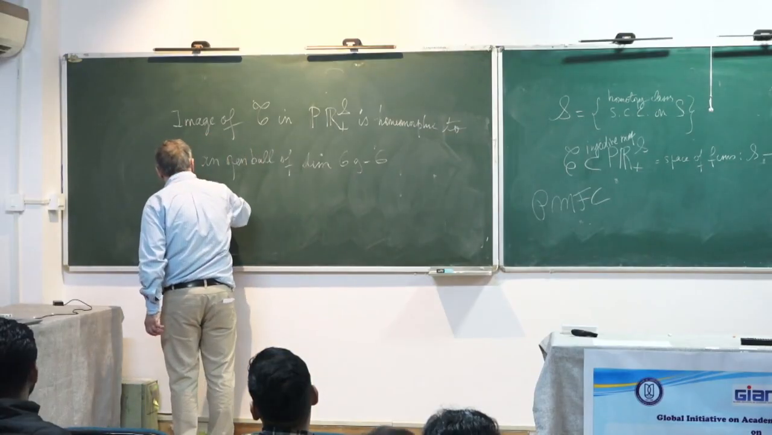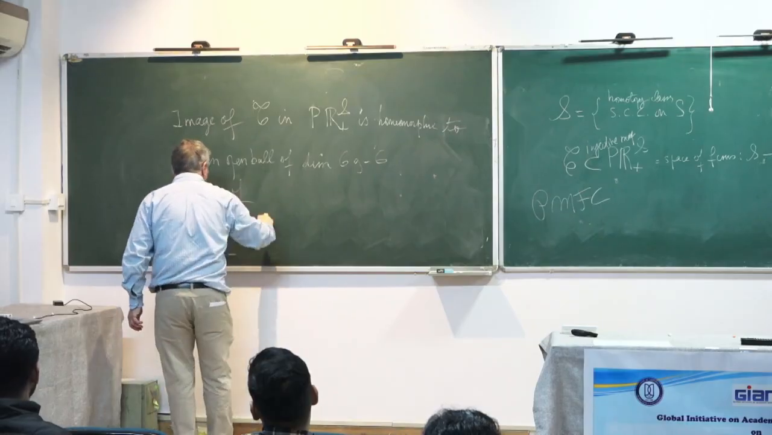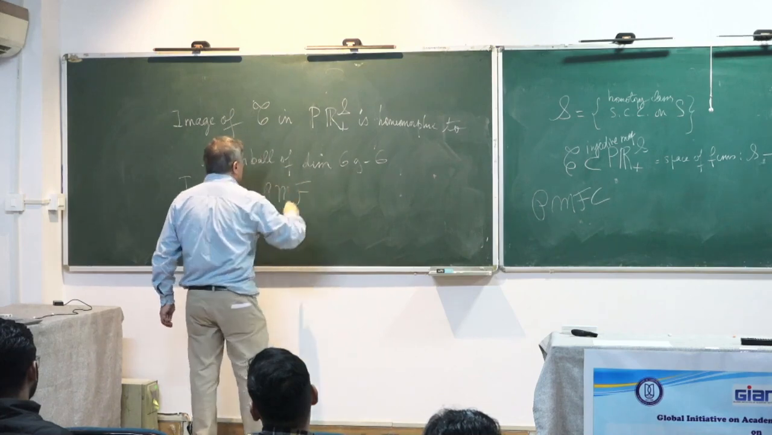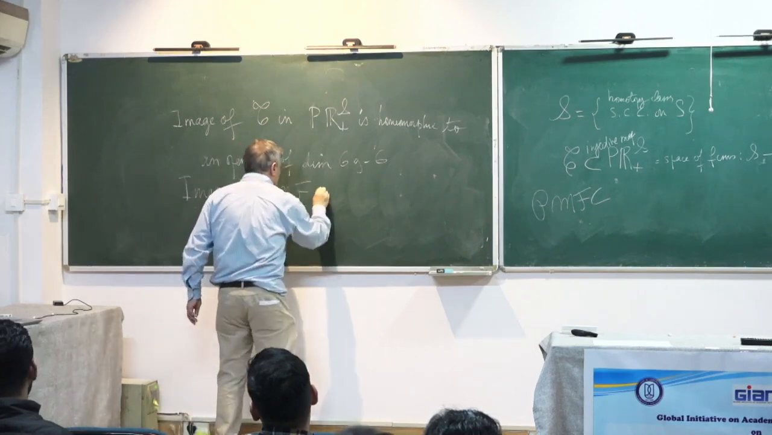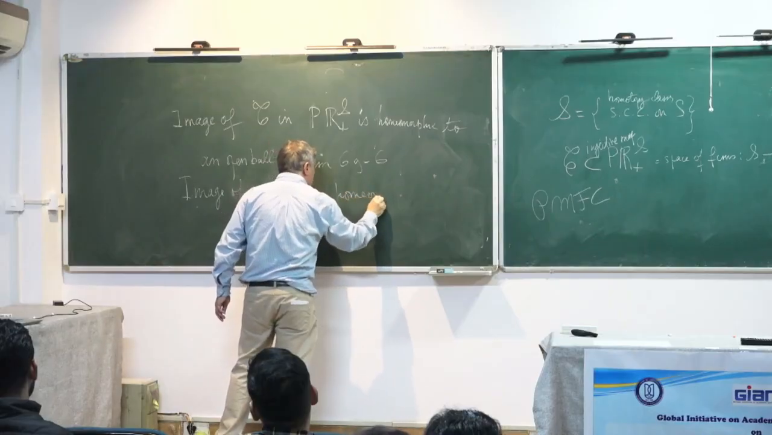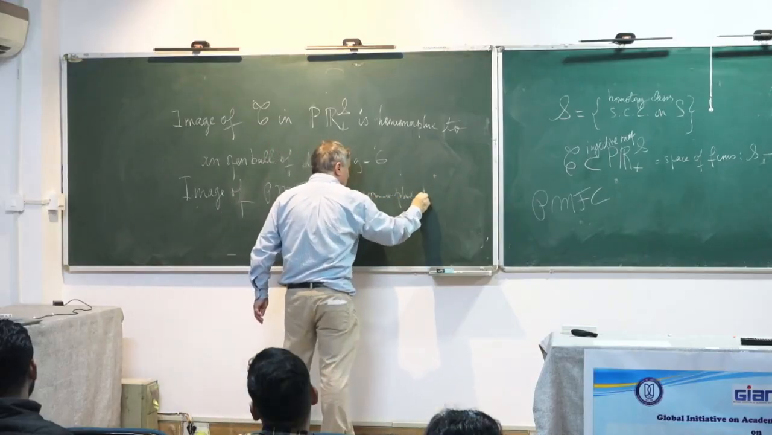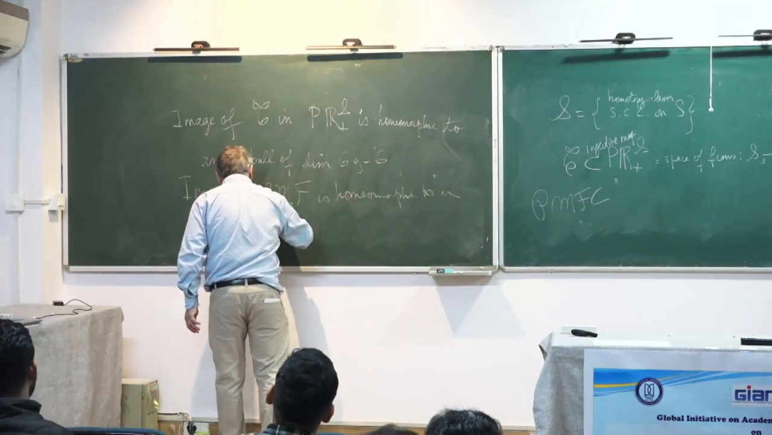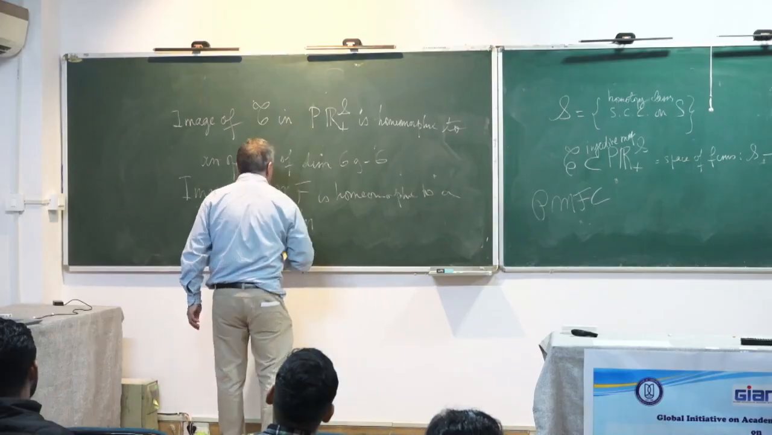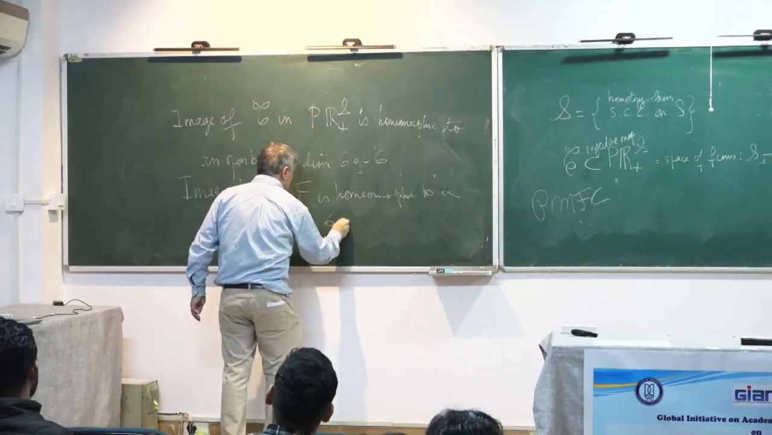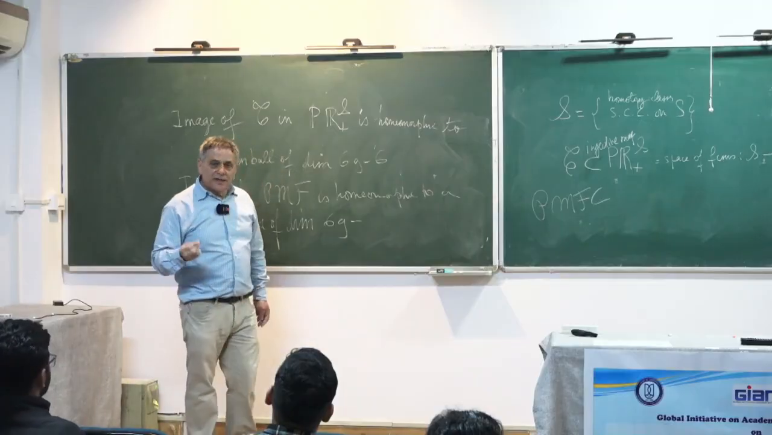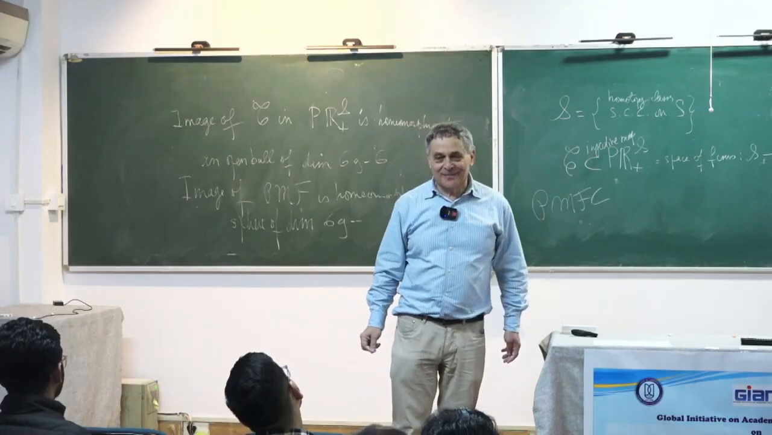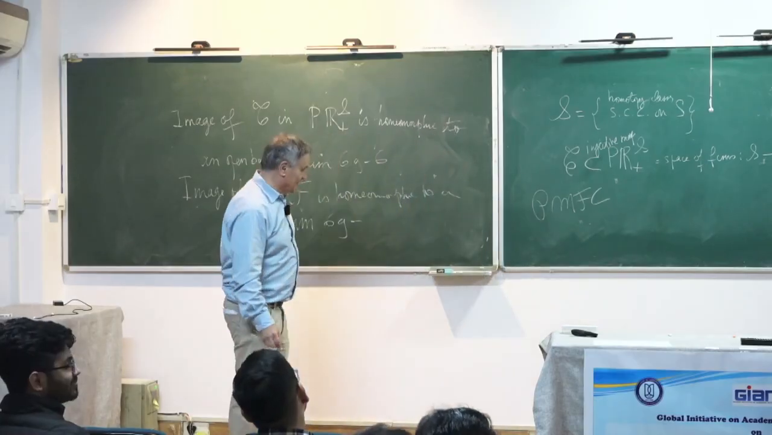The image of PMF in the same space is homeomorphic to a sphere of dimension one dimension less. Is this 6G minus 5 or 6G minus 7? 6G minus 7.